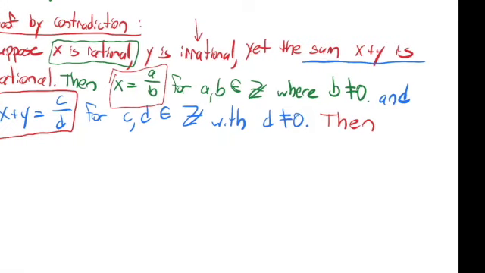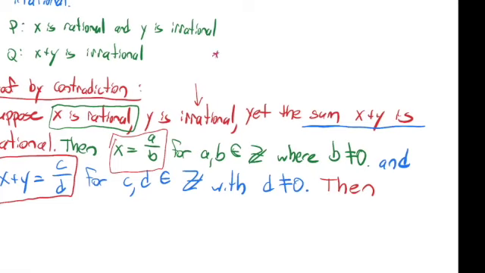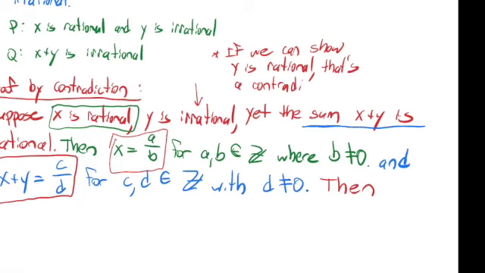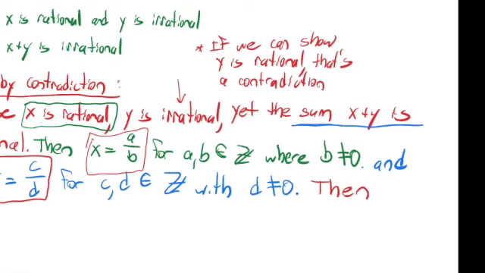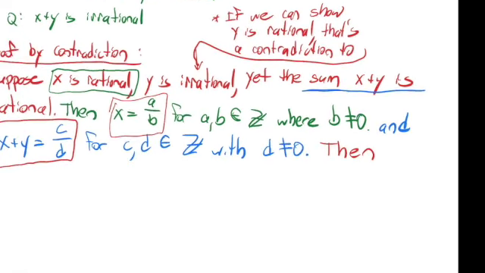Yeah, well, let me just put this note up here. If we can show that y is rational, then that would be a contradiction to this statement over here, right? Our original assumption. Anyone have any ideas how we might be able to show that y is a rational number?